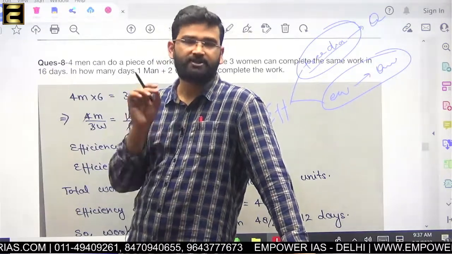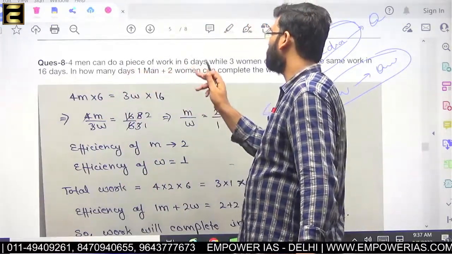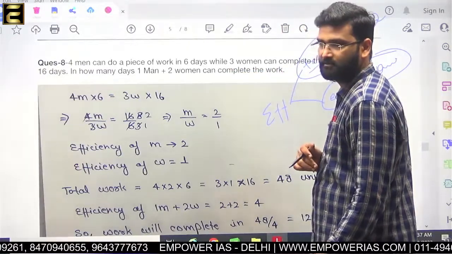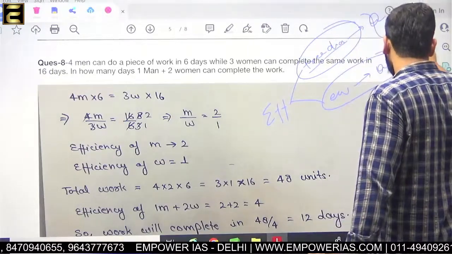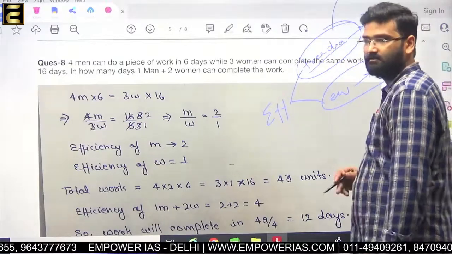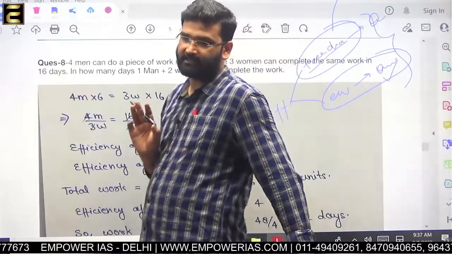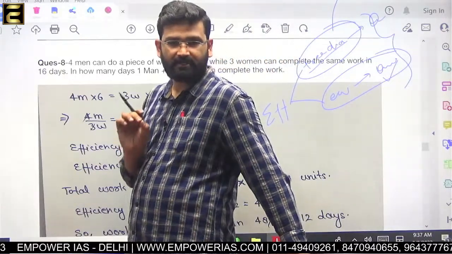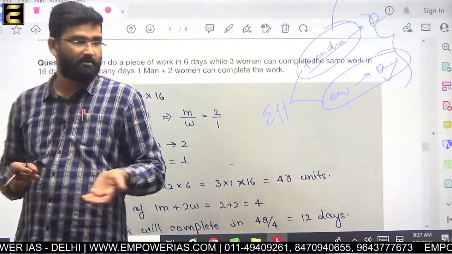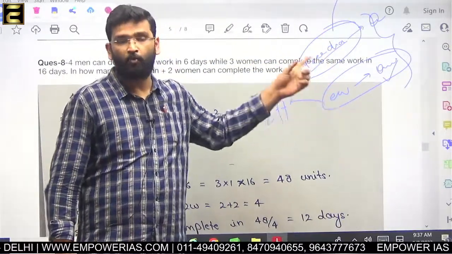Okay, only just by seeing the question. So see here, 4 men can do a piece of work in 6 days while 3 women can complete the same work in 16 days. Since it is a math, either go by this method or go by this method. If your concept is clear, then either method will give you the correct answer, but our purpose here is to save our time. In some questions this method will save time, and in some questions this method will save time, and who will decide that?